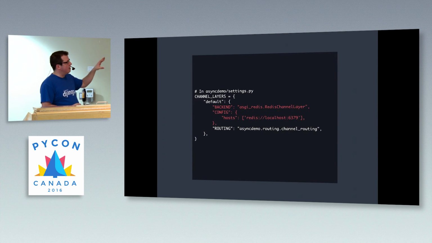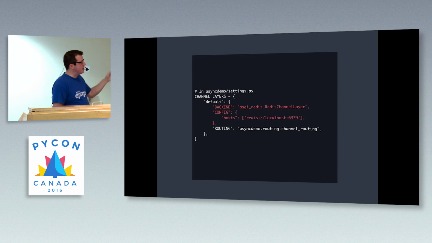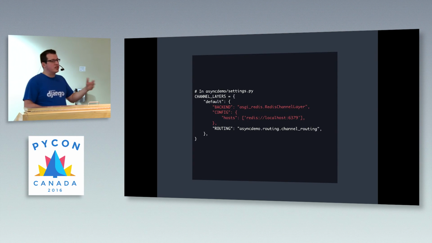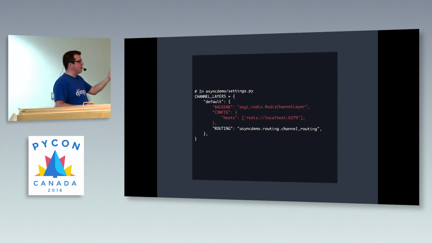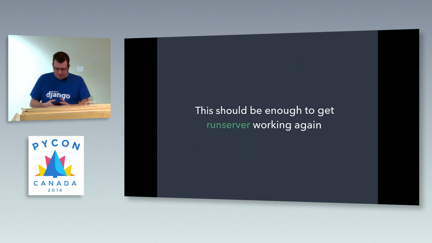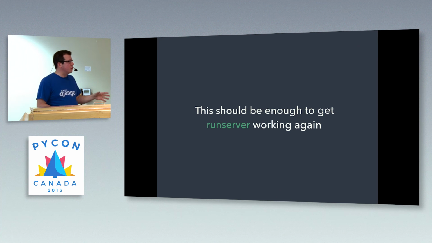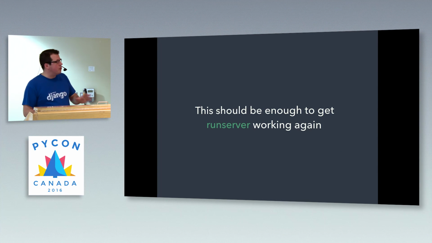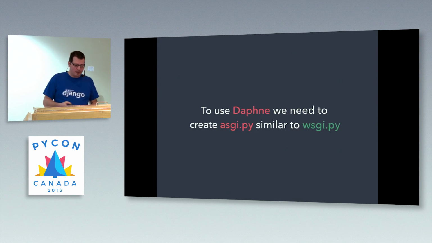You modify your channel layer setting slightly. You tell it to use the Redis backend, and then there's additional configuration here. You need to specify the host. By default, I'm just running on localhost. All right, so that should be enough to get runserver working again, but it's basically going to perform the same as the last example.